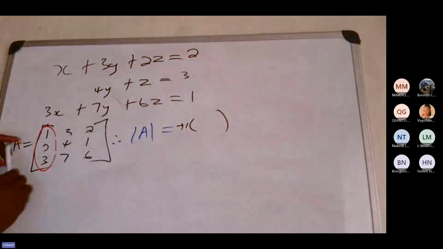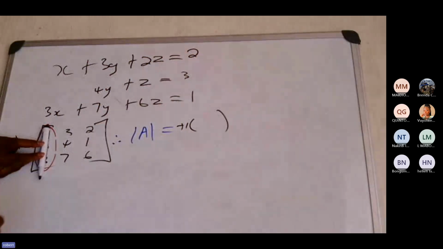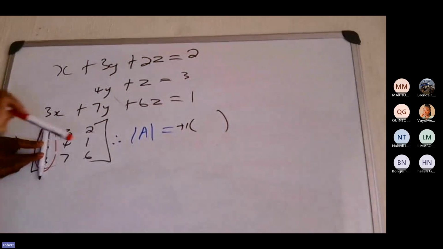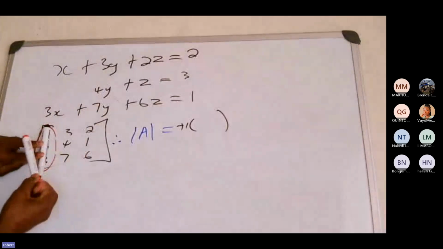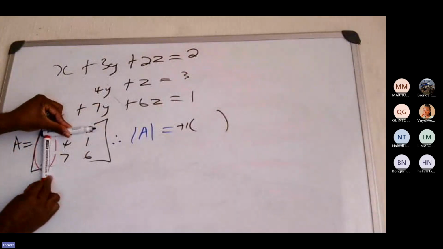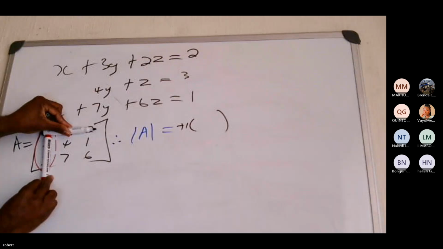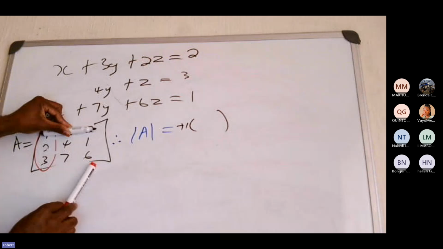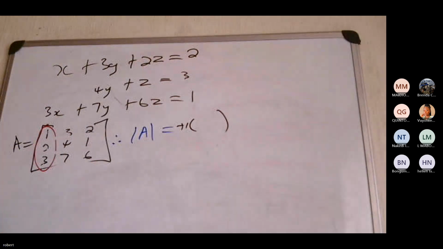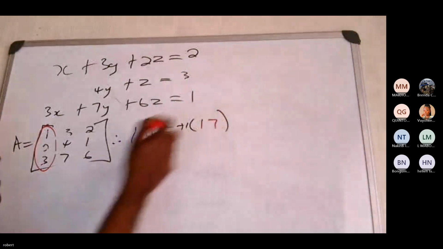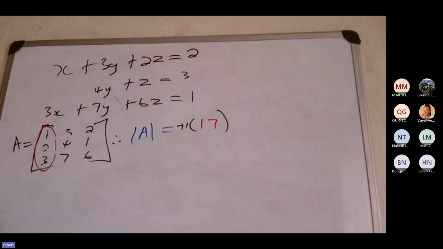Then you cover both the first column and the first row. So what will be the answer? Then you find the determinant of whatever is left. So whatever is left, it will be what? 24 minus 7. It will now be 6 by 4 is 24 minus 7. So what is 24 minus 7? It is 17. 24 minus 7 is 17.